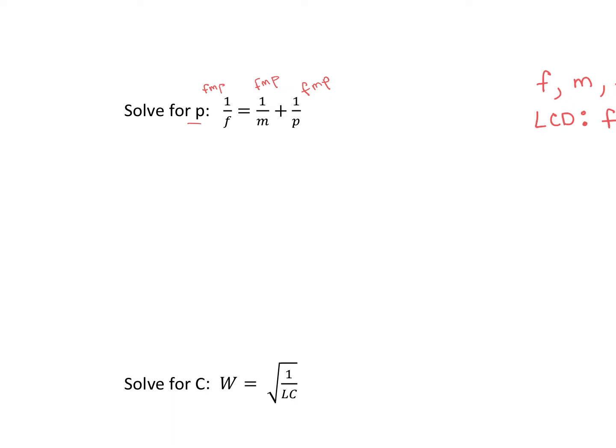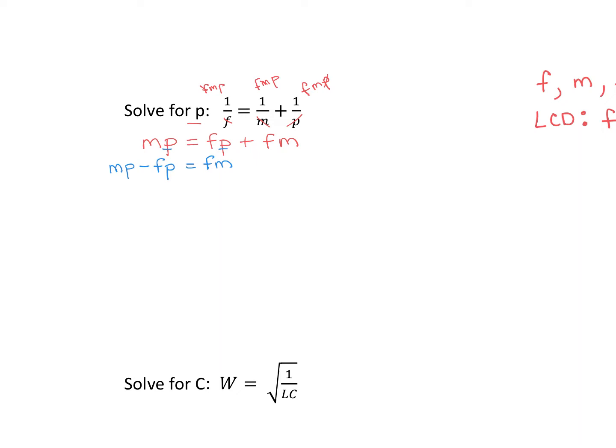In the first one, our f's will cancel and we get mp. In the second one, our m's will cancel and we'll get fp. And in the third one, our p's cancel and we'll get plus fm. So p is actually in two different terms. It's in this term and it's also in this term. So we have to get the terms with the p's on the same side. I am going to subtract fp from each side.